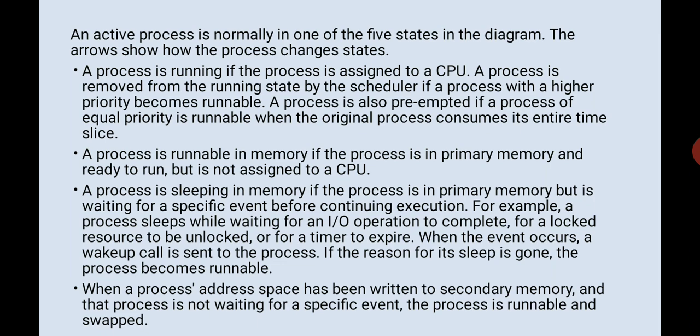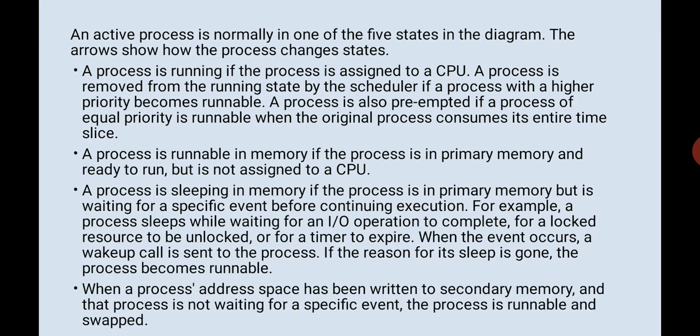So who will take it out? The scheduler will take it out. A process can be preempted if a process of equal priority is runnable when the original process consumes its entire time slice. A process is runnable in memory if the process is in primary memory and ready to run, but it is not assigned to the CPU. So it is ready to run.